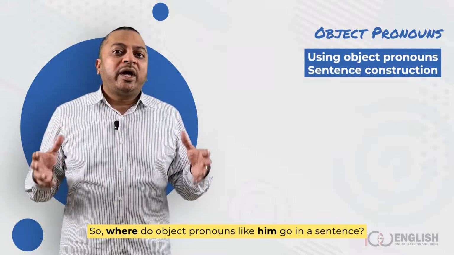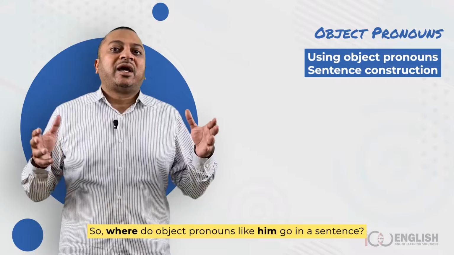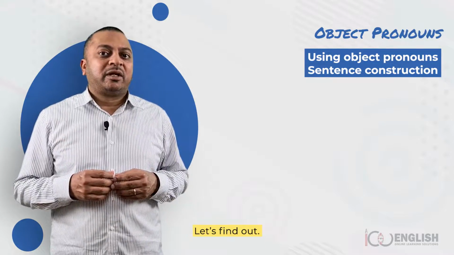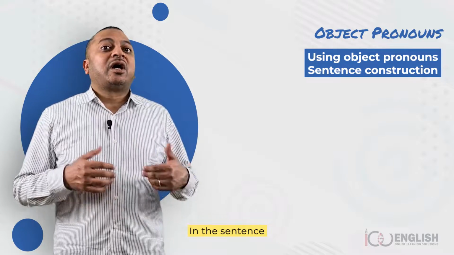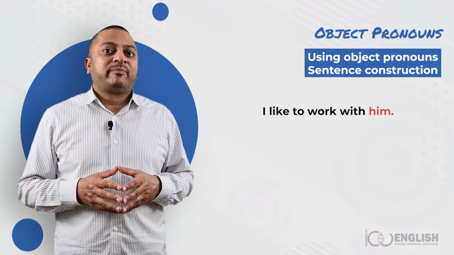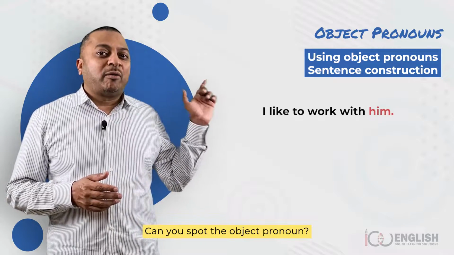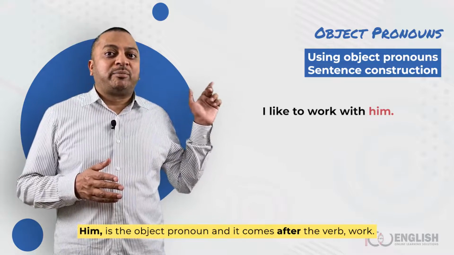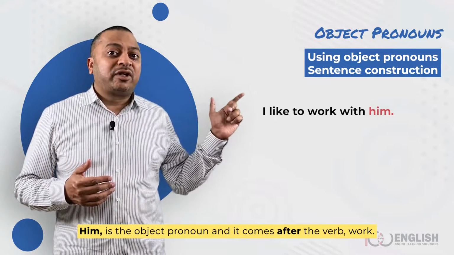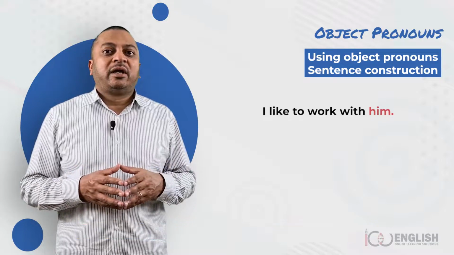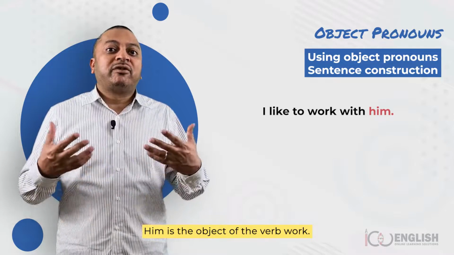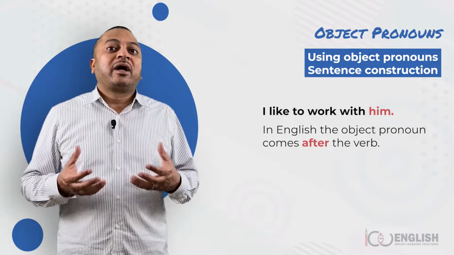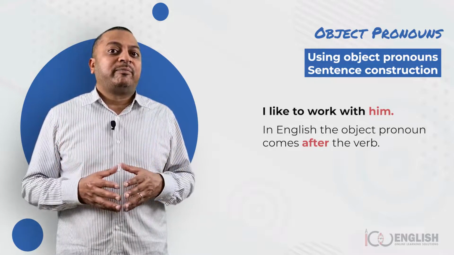So, where do object pronouns like him go in a sentence? Let's find out. In the sentence, I like to work with him, can you spot the object pronoun? Him is the object pronoun and it comes after the verb work. Him is the object of the verb work. In English, the object pronoun comes after the verb.